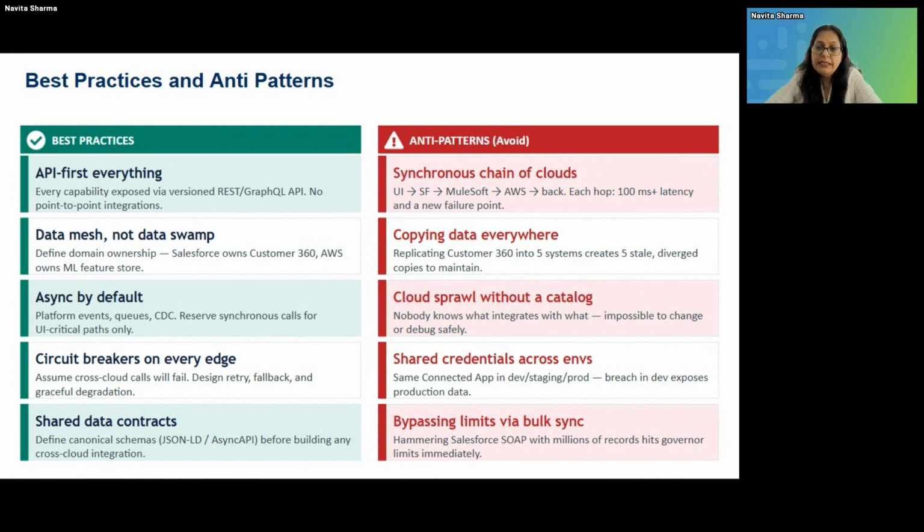Now, definitely synchronous is something we must avoid because synchronous requires cloud to cloud hopping and then providing that response, which may be delayed, and if it is on the user experience, that delay may also be a problem. So figuring out when it should be synchronous versus asynchronous is the key.